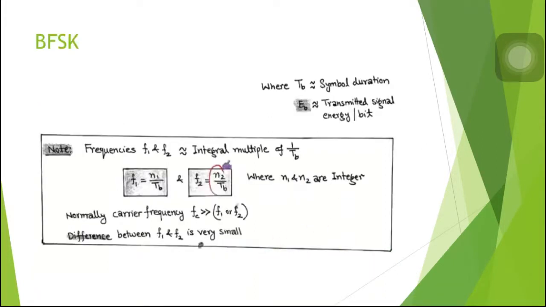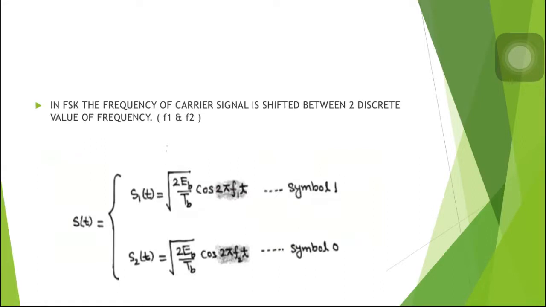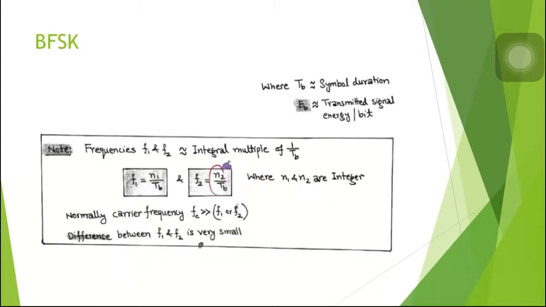Looking at these, we have to know what Eb and Tb mean. Tb is the symbol duration, and Eb is the transmitted signal energy per bit. There's a condition we need to know: the frequencies f1 and f2 must be equal to an integral multiple of 1 upon Tb.